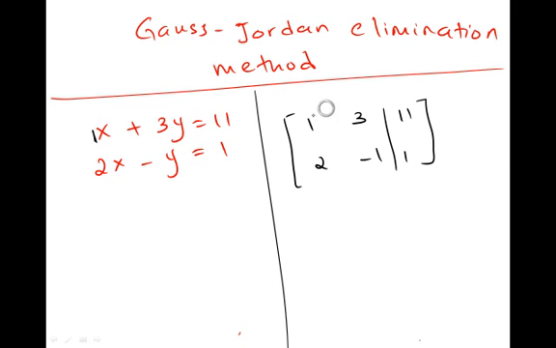So this will be the form of the matrix that I will work on. I'll call this one R1 and this will be R2, and we want to change this matrix into the form of 1 0 0 1. So this is my matrix. I'll start with the second row.